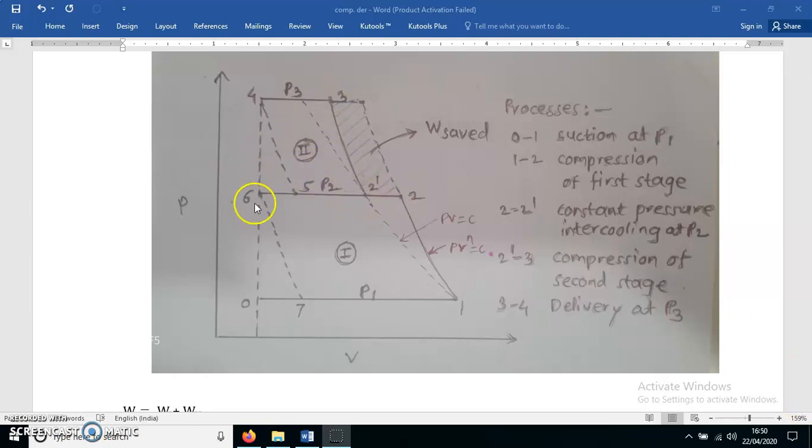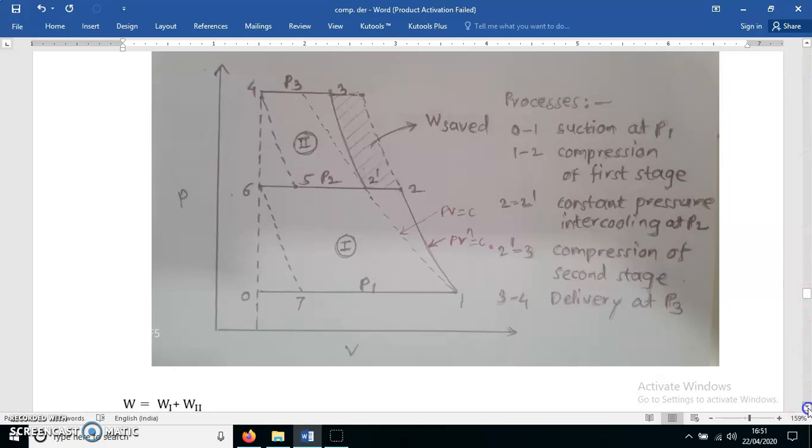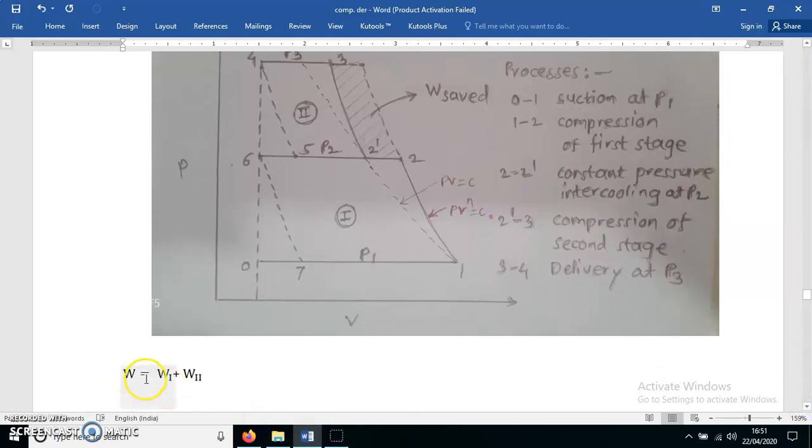So work required to drive the compressor for two stage is given by W is equal to W of first stage plus W of second stage. What is W of first stage? Area behind the curve 1 to 2, because this is the compression process in first stage. And what is the work of second stage? Area behind the curve 2 dash to 3, because this is the compression of second stage.